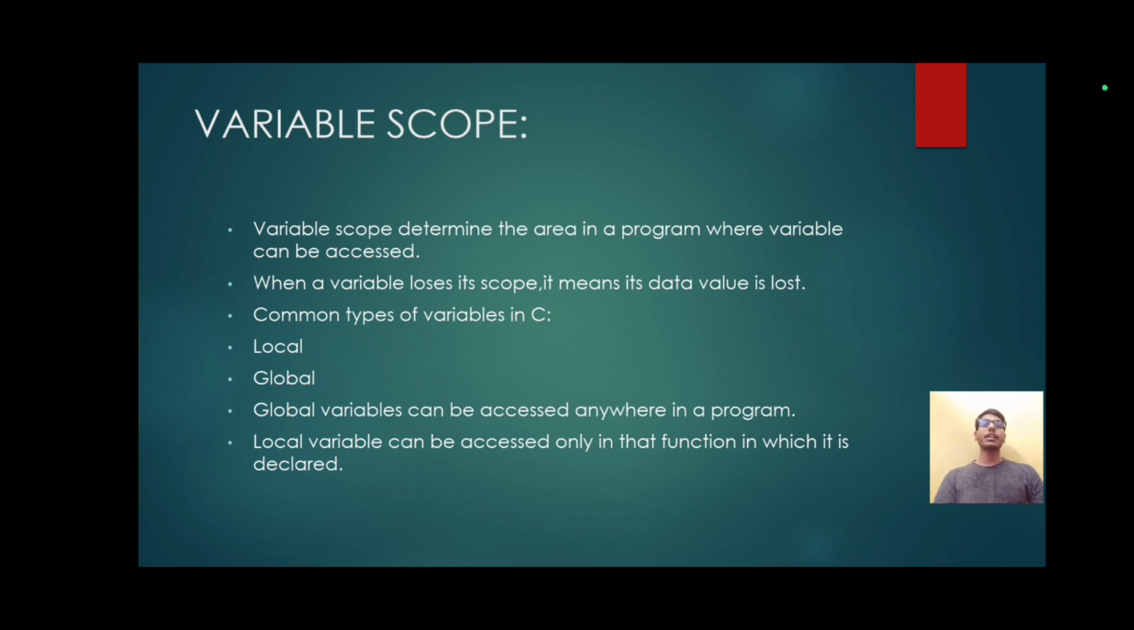When a variable loses its scope, it means its data value is lost. Common types of variables in C are global variables and local variables. Global variables can be accessed anywhere in the program; they are written before the main function. A local variable can be accessed only in the particular block or function in which it is declared.